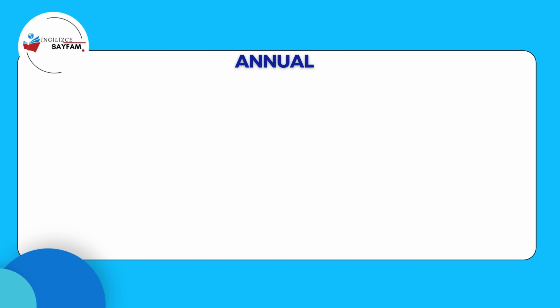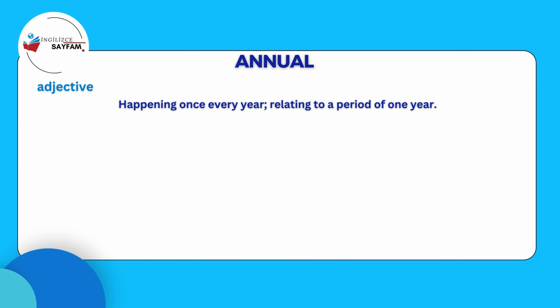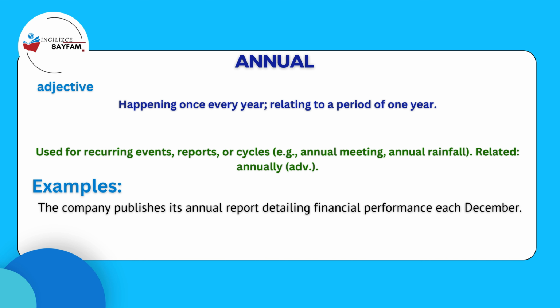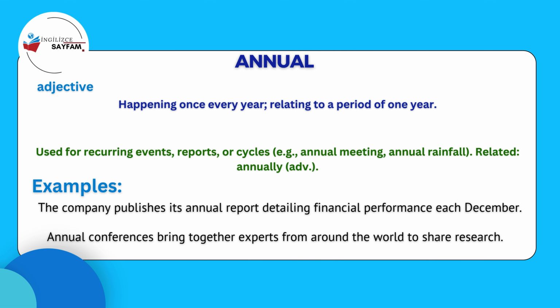Annual. Adjective. Happening once every year, relating to a period of 1 year. Used for recurring events, reports, or cycles. For example, annual meeting, annual rainfall. Related to annually, adverb. Example: the company publishes its annual report detailing financial performance each December. Or, annual conferences bring together experts from around the world to share research.